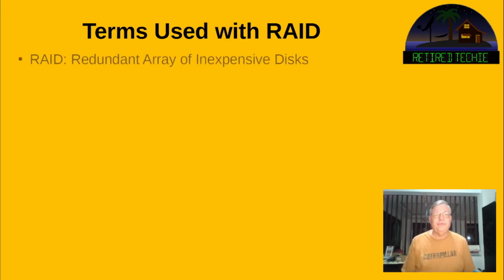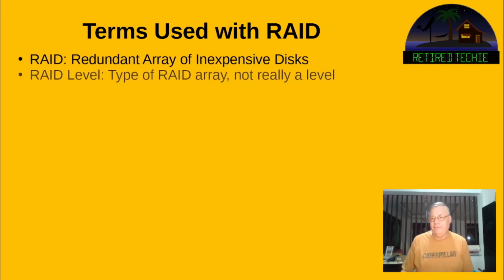So the first term itself is RAID. It's an acronym for Redundant Array of Inexpensive Disks. It's a way of combining multiple disks into a storage unit or storage volume, and it also involves some methodology for adding some fault tolerance, so that if you've got a multi-volume disk set and a disk fails, you don't lose all your data.